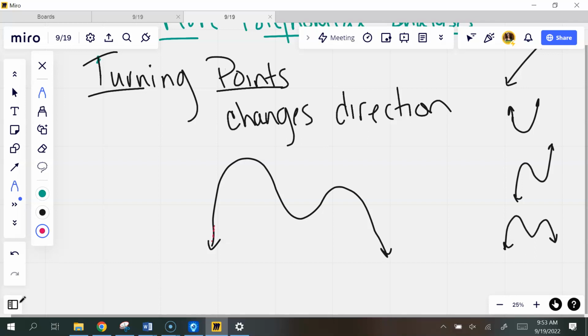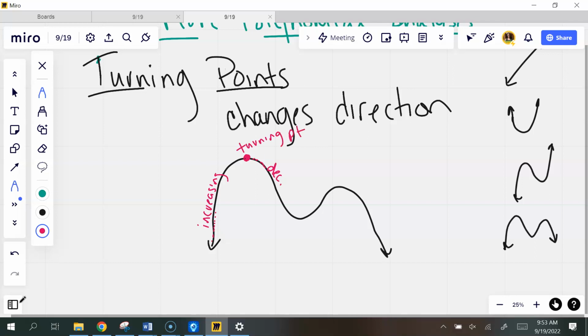As I'm going this way, the graph is going which direction? Up. We call this increasing because left to right, it's moving up. The point where it stops increasing and starts decreasing happens at this very highest point. Do you agree? Here's where it stops, and now, as I move left to right, it starts decreasing. So this is called my turning point.